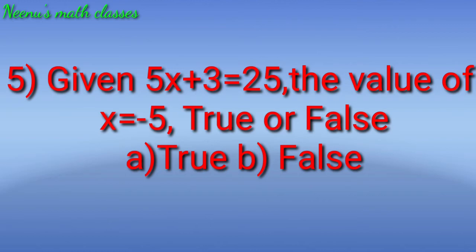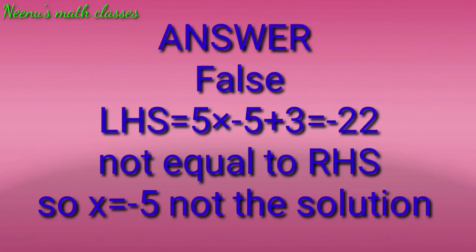Next problem. Given that 5x plus 3 equal to 25, the value of x equal to minus 5. We want to prove that it is true or false. Options are true or false. We got the answer as false. That is, we have 5x plus 3 equal to 25. The value of x is given as minus 5.